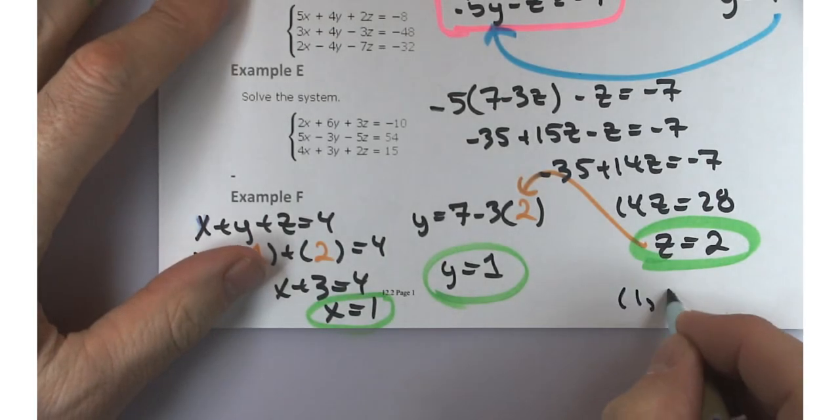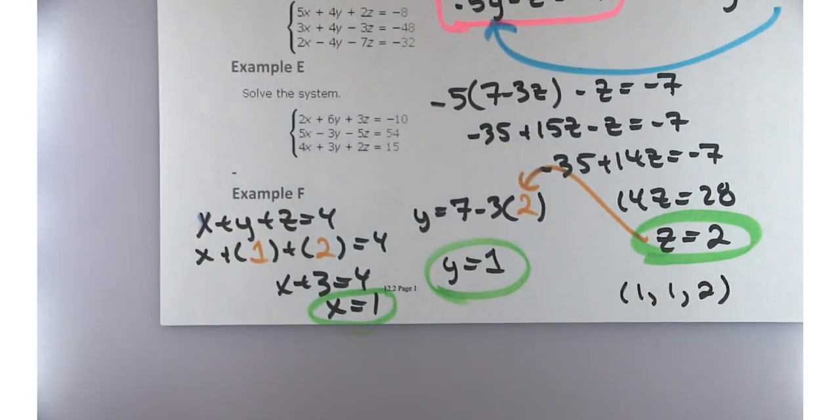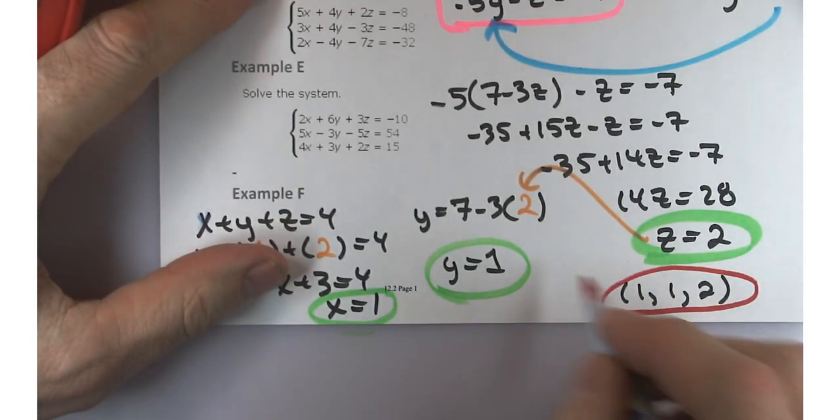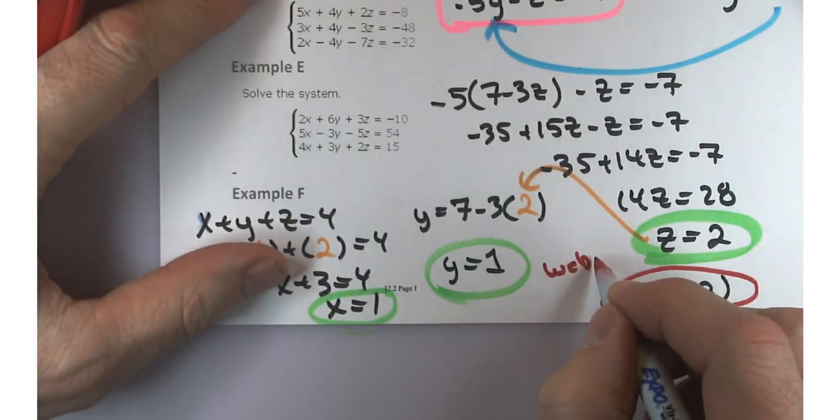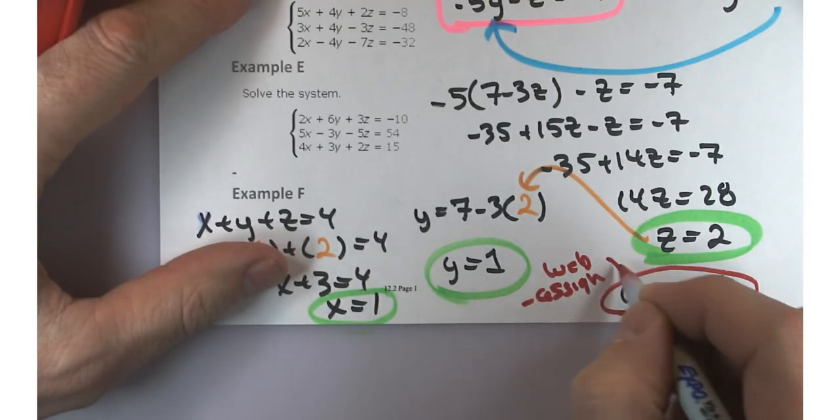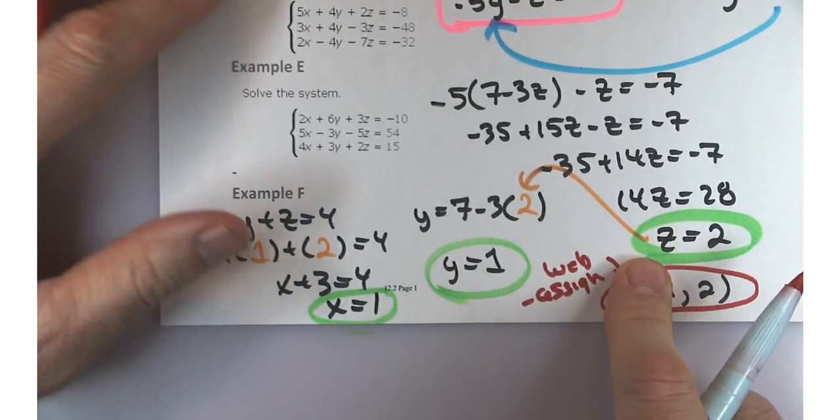1, 1, 2. So that's what WebAssign is going to want. At least it still makes sense. Yeah, that's the WebAssign answer. On the test, I'll be happy with this.